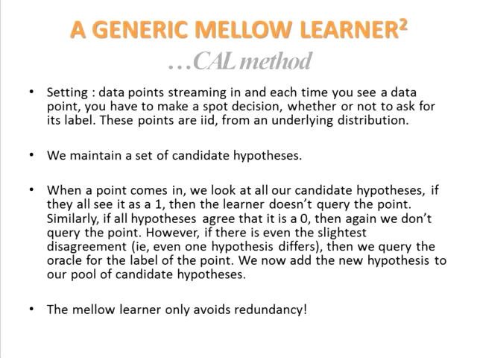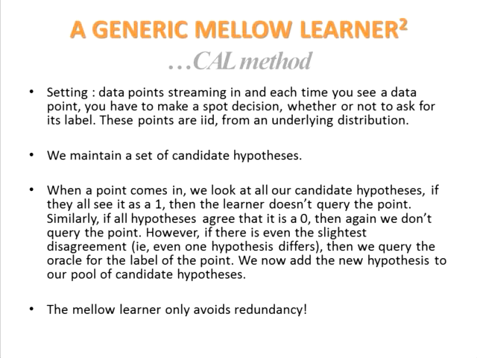Now let's talk about the generic mellow learner. I would talk about this in more detail. Let's define the setting again. The setting is similar to the selective sampling setting. Let me define that again. Here you have data points streaming in, and each time you see a data point, you have to make a spot decision whether or not to ask for its label. All these points are IID taken from an underlying distribution. Now here we maintain a set of candidate hypotheses.